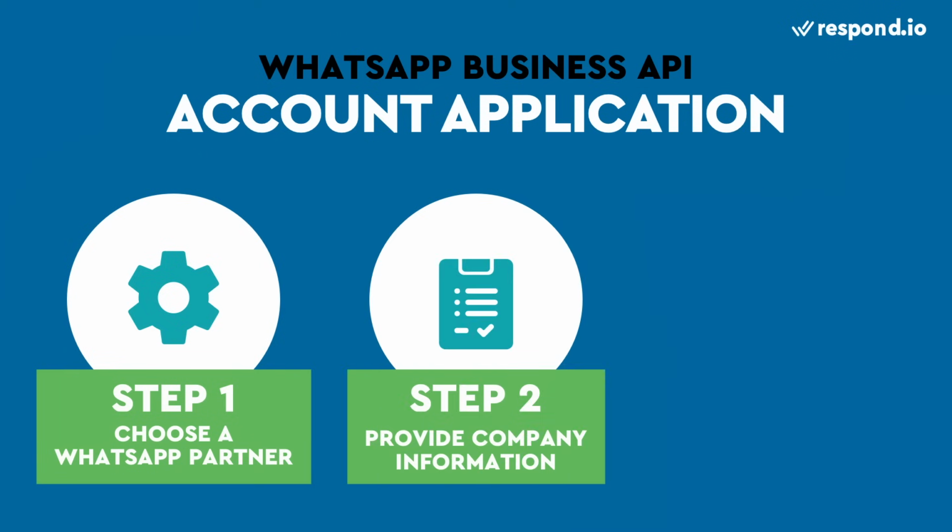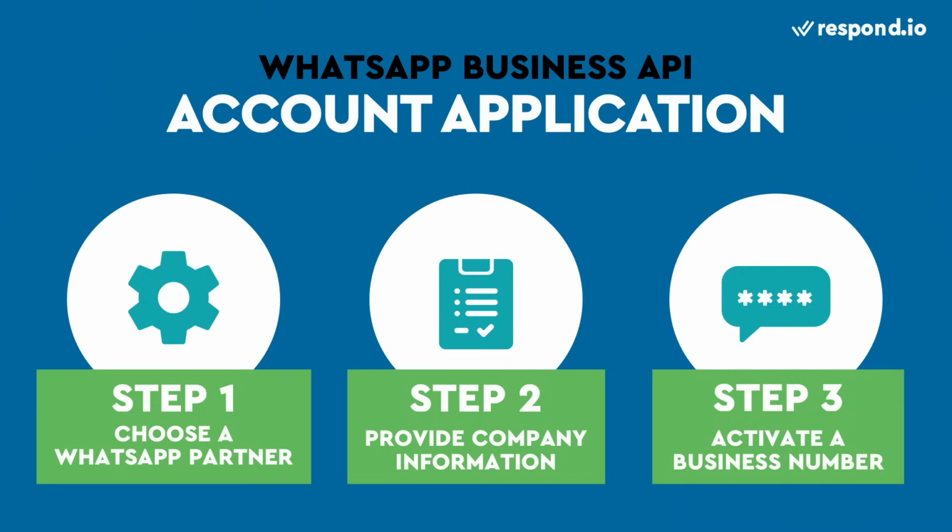You'll need to provide a Facebook Business Manager ID and have your company verified on Facebook Business before your account can get approved. The last step is activating a business number, and choose the number you want for your account carefully, as you can't change it later. Your WhatsApp partner may be able to port an existing number for you or sell you a new number to use, although not all partners provide numbers in every country, so you'll want to check for this.